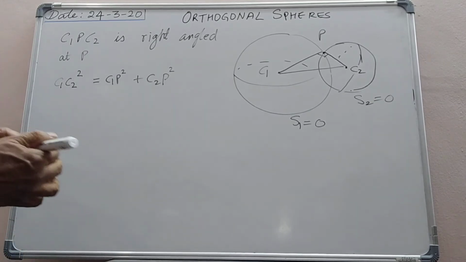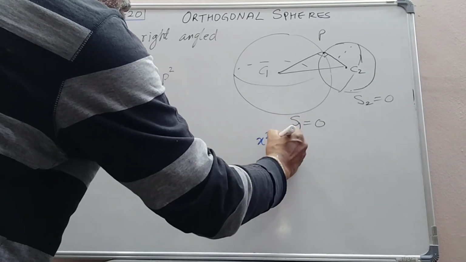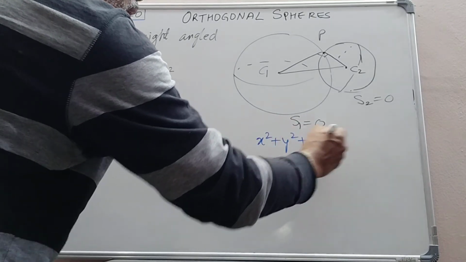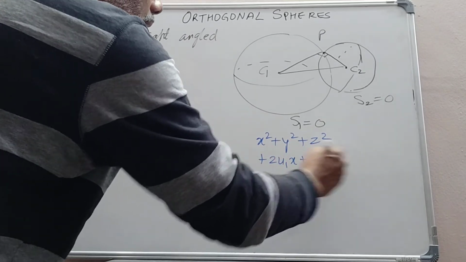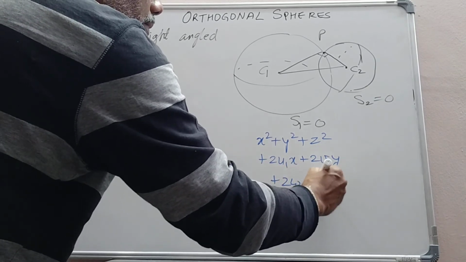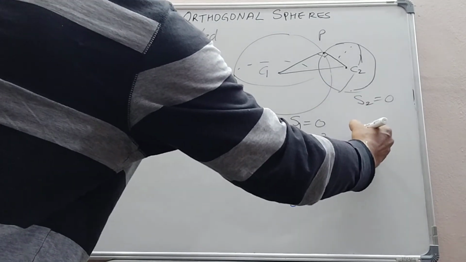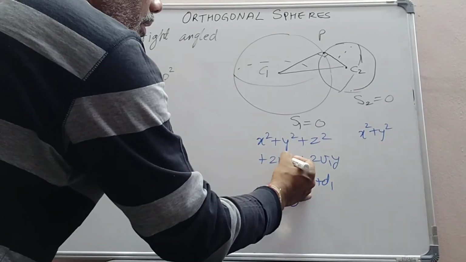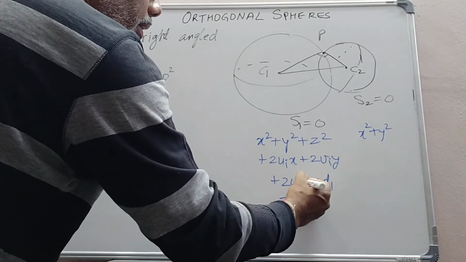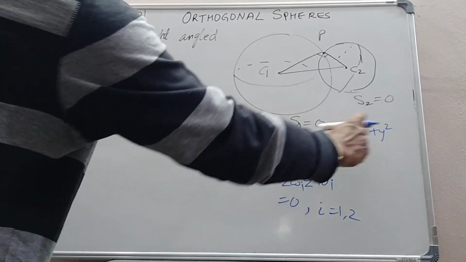Now recall that writing something like this is same as writing x squared plus y squared plus z squared plus 2u1 x plus 2v1 y plus 2w1 z plus d1 equal to 0. And similarly, we have x squared plus y squared plus z squared and so on. So I replace this by i, and i equal to 1 and 2. So i equal to 1 gives me this, i equal to 2 gives me this.